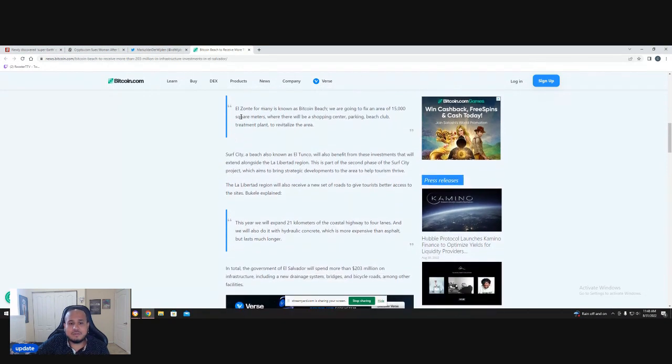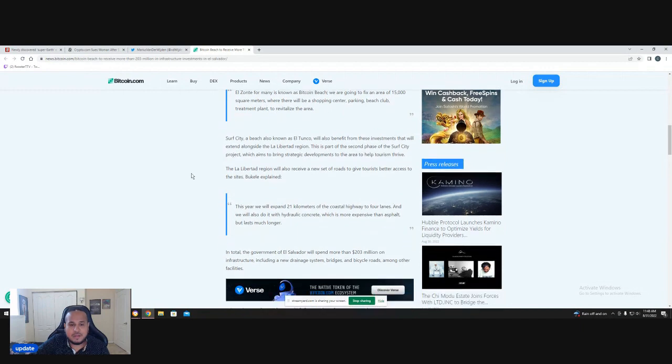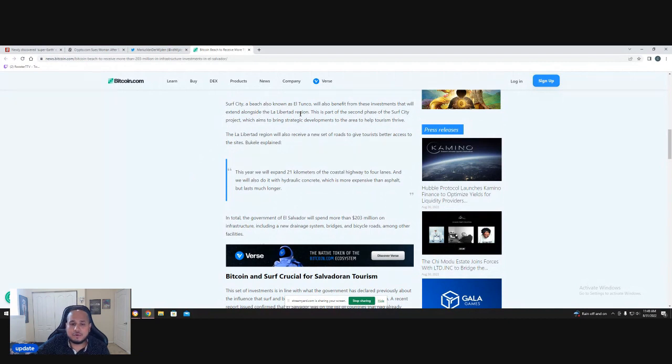Pretty interesting. El Zonte, for many, is known as Bitcoin Beach. We are going to fix an area of 15,000 square meters where there will be a shopping center, parking, beach club, treatment plant, and revitalize the area. Surf City, a beach also known as El Tunco, will also benefit from these investments that will extend alongside La Libertad region. This is a part of the second phase of the Surf City project, which aims to bring strategic developments to the area to help tourism thrive. The La Libertad region will also receive a new set of roads to give tourists better access to the sites.